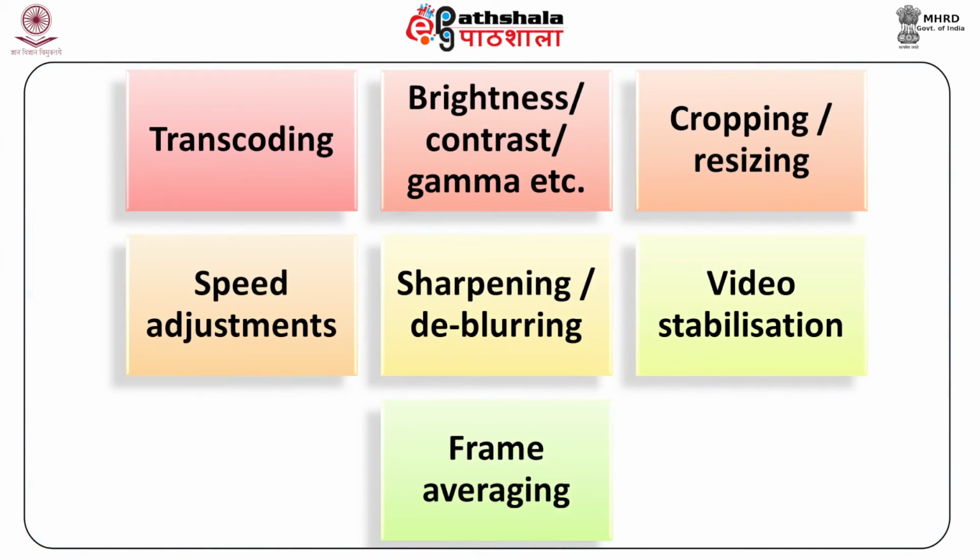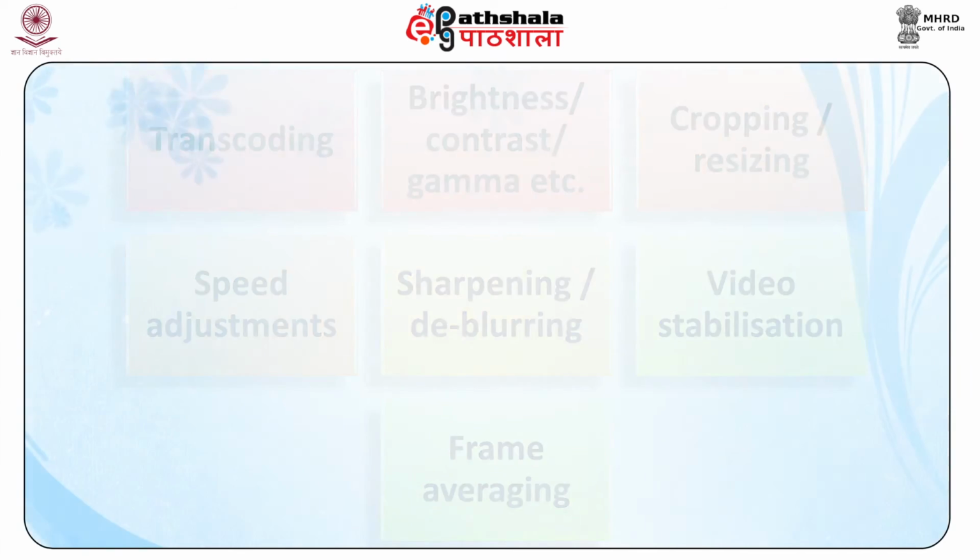Suitable processes to carry out on digital CCTV evidence may include but not be limited to transcoding, which is compression and format conversion, brightness, contrast, gamma, etc., cropping, that is resizing, speed adjustments, sharpening or deblurring, video stabilization, frame averaging.